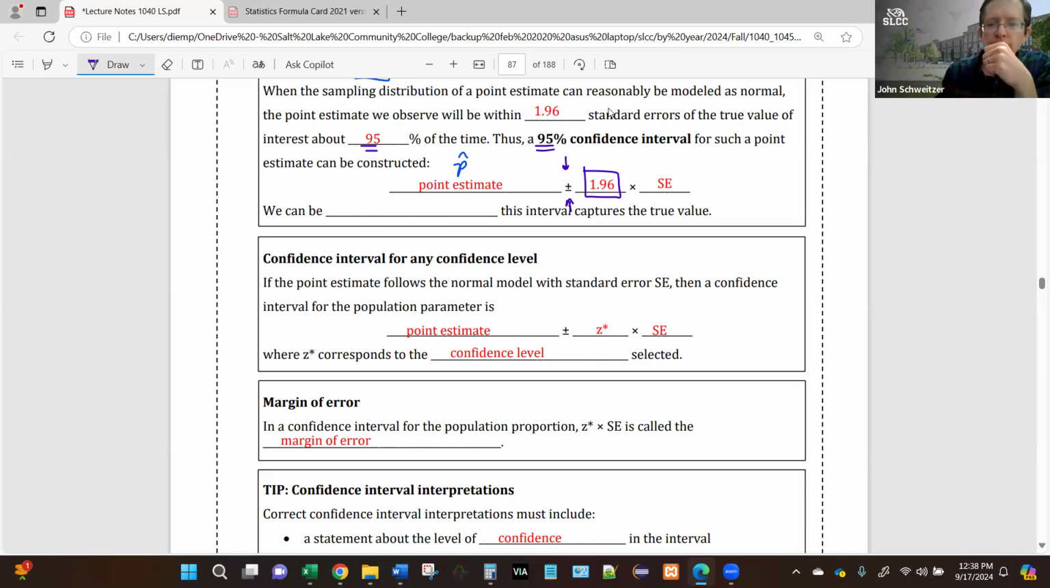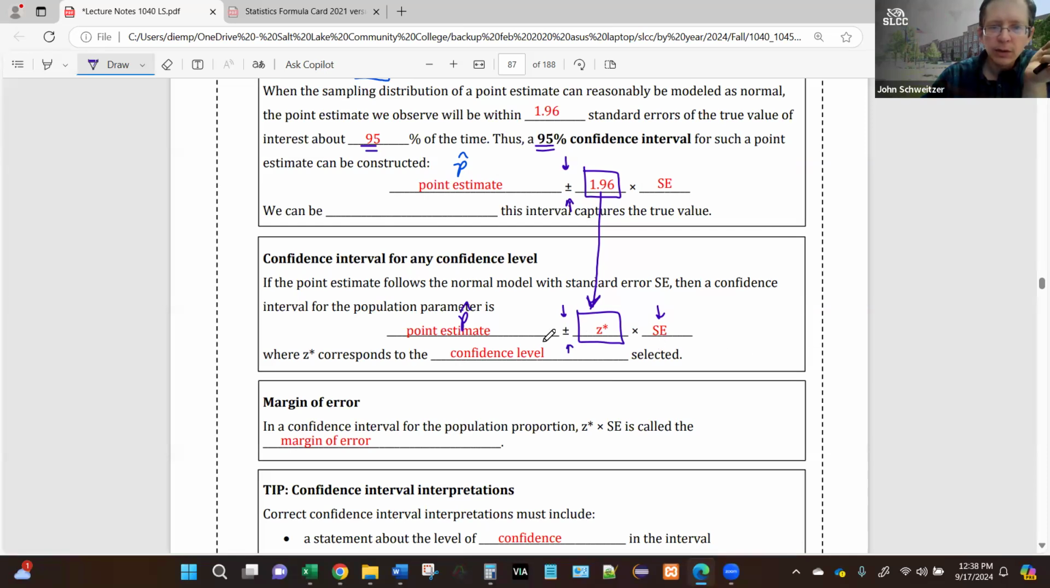Well, what we're going to do, instead of using 1.96, we're going to use a dial. It's still the p hat, it's still the standard error here, and it's still adding and subtracting. But to get the margin of error, we want some flexibility. So if we want a 99% confidence interval, we're going to dial up that number a little bit. Instead of 1.96 standard errors, we might go out 2.5 standard errors, right? Or if we want less confidence, we can dial that number down.